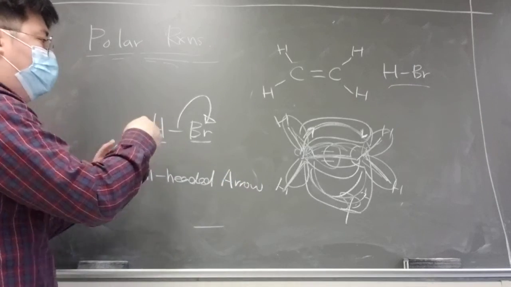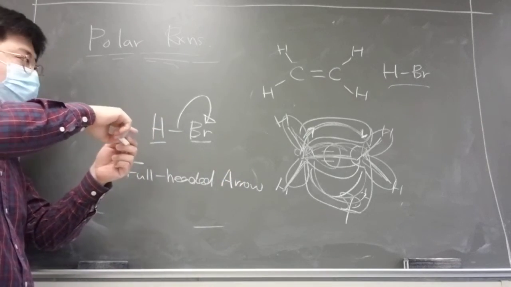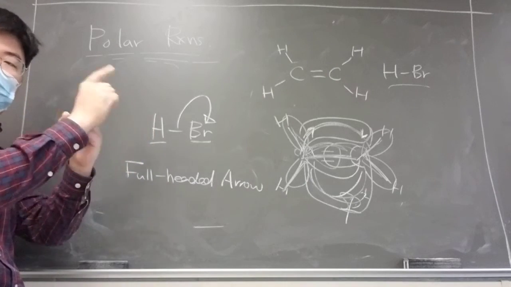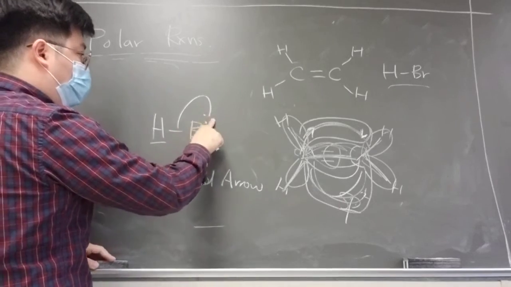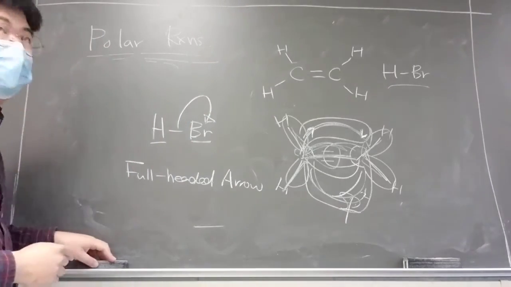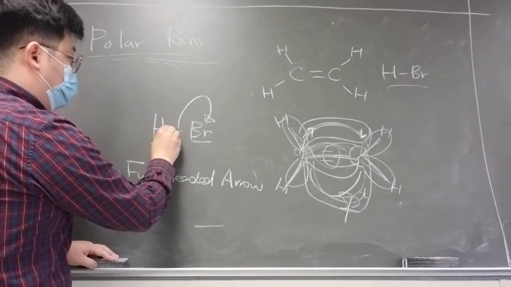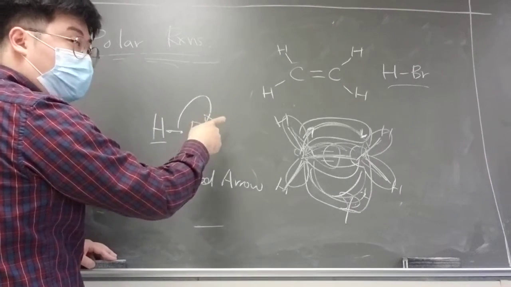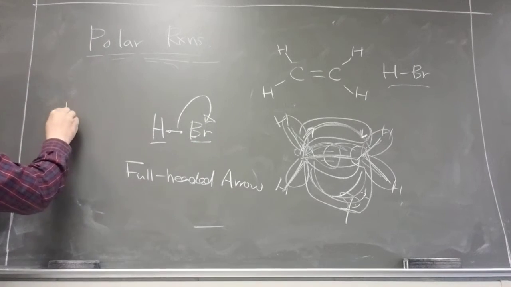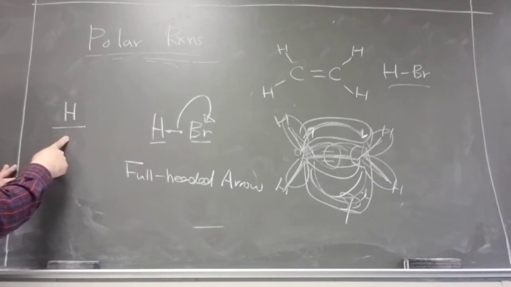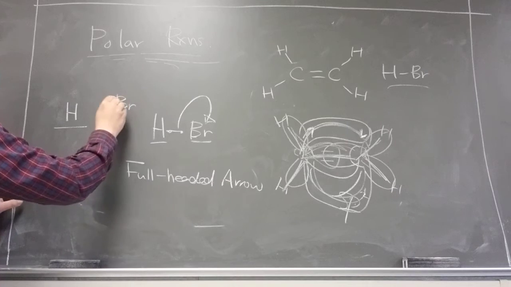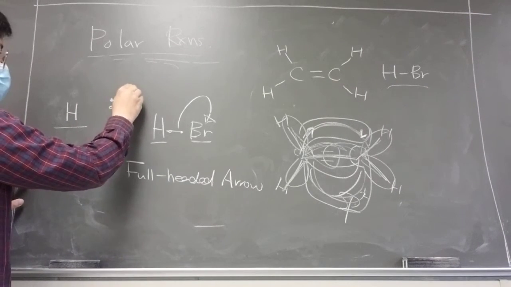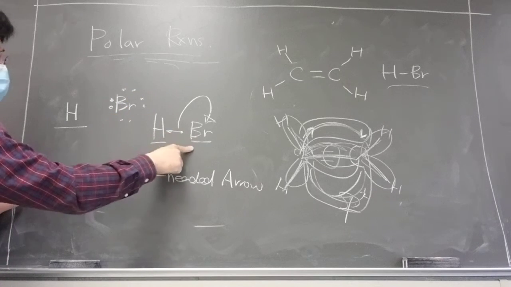Meaning it's the motion or the direction of the two electrons, the whole pair, not just one, because it's now full-headed. Okay, so that means those 2 electrons are now on bromine after bond breaking. So there will be no electrons on hydrogen. There will be 2 additional electrons on here, and as you know, there are already 3 lone pairs here.